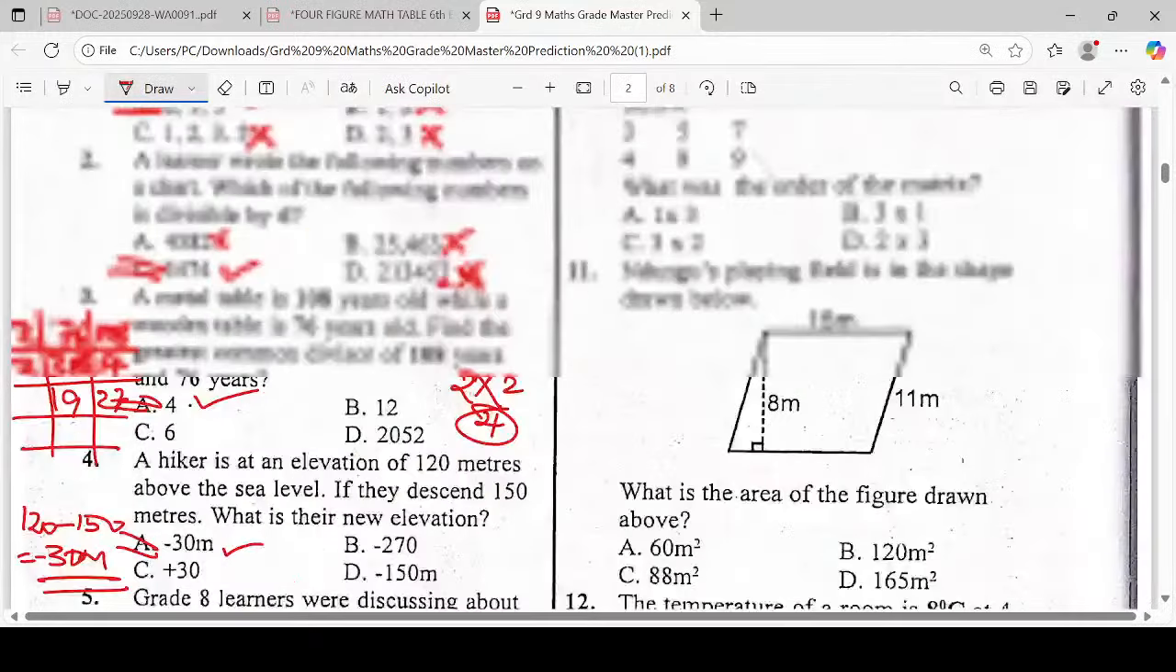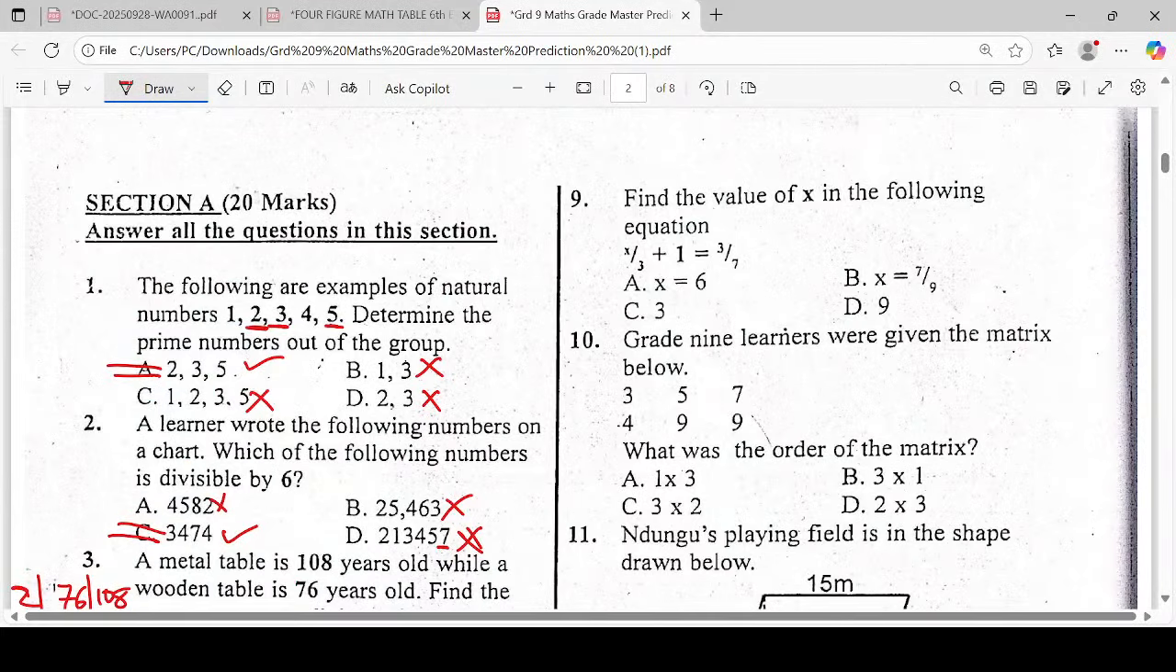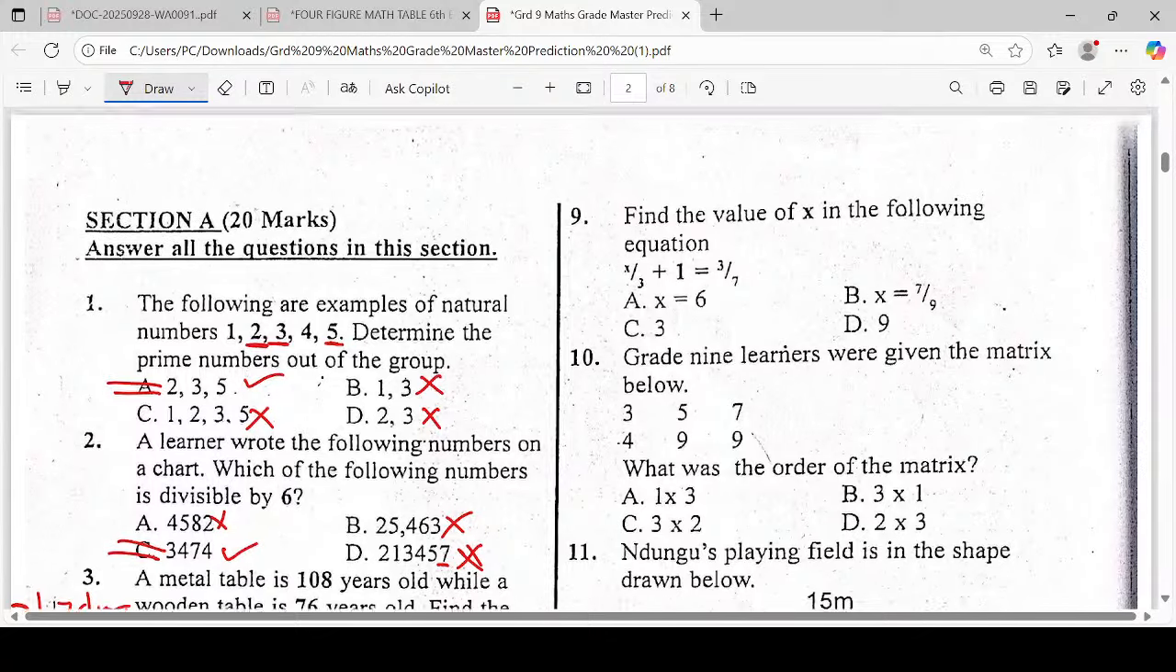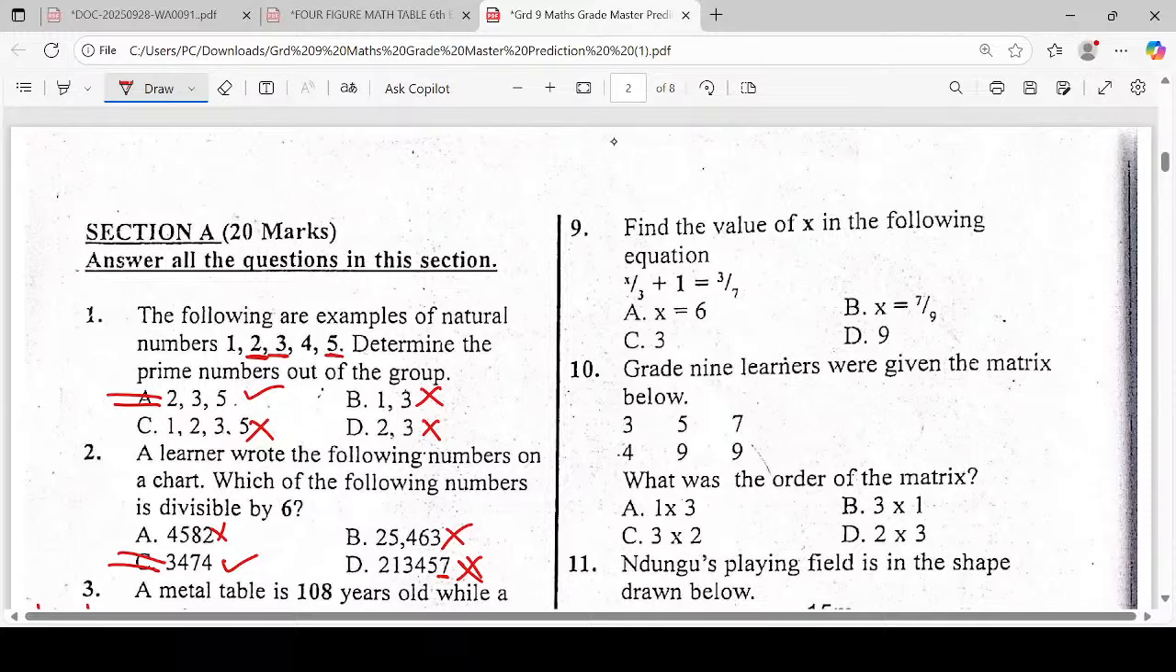And now I look at question number 9. Question number 9 says, find the value of x in the following equation. You've been given that as your equation. So when you look at it, you have x over 3 plus 1 equal to 3 over 7. This will become x over 3 being equal to 3 over 7 less 1. What do you get? Negative 4 over 7.